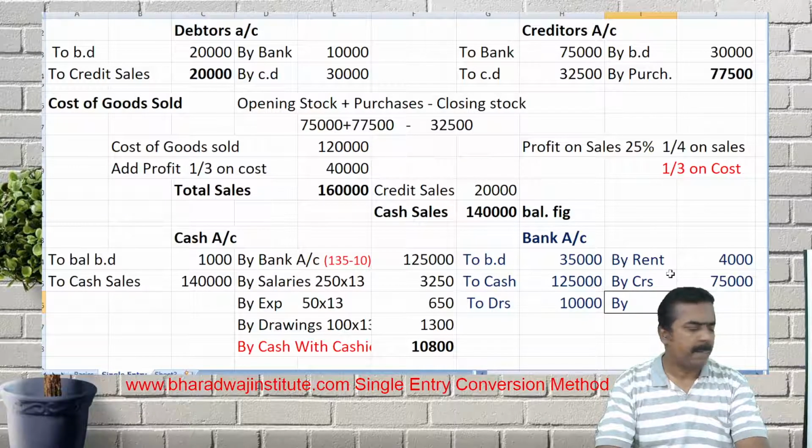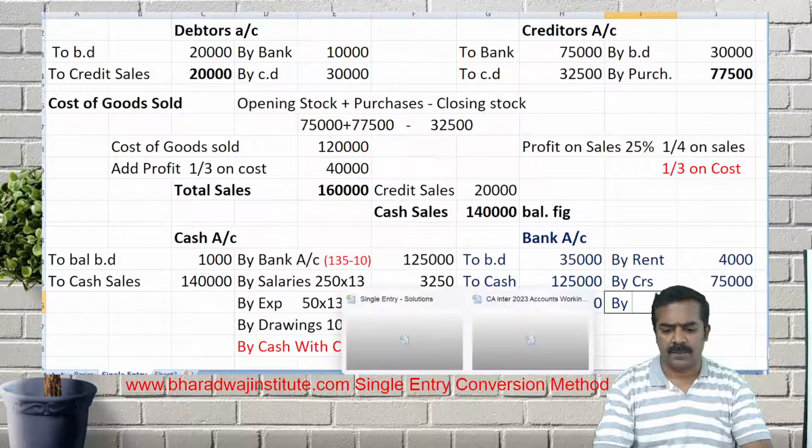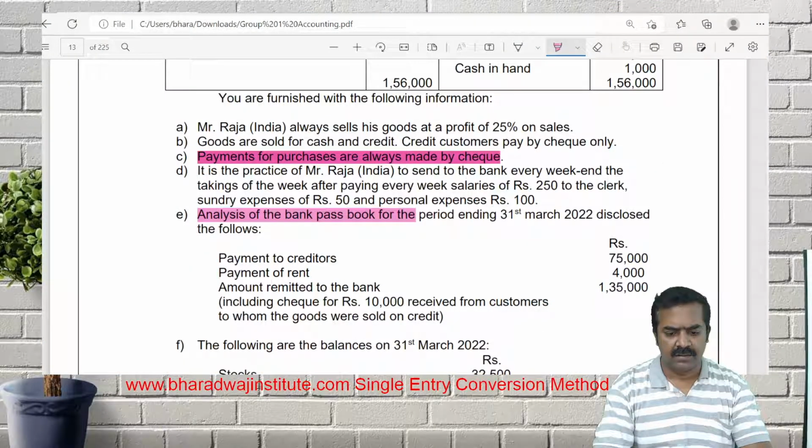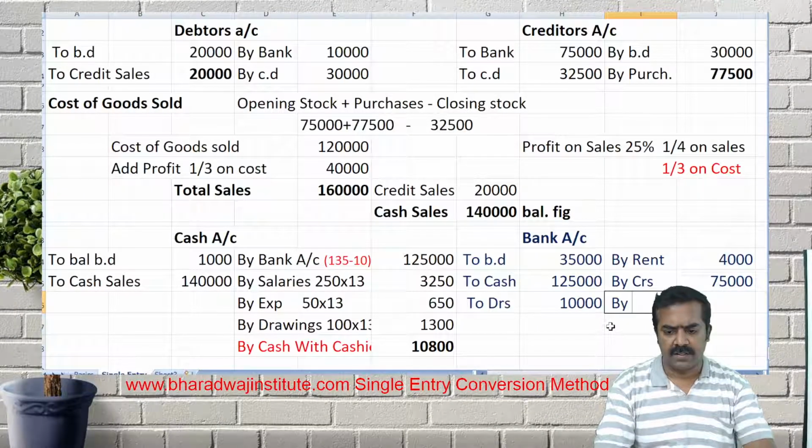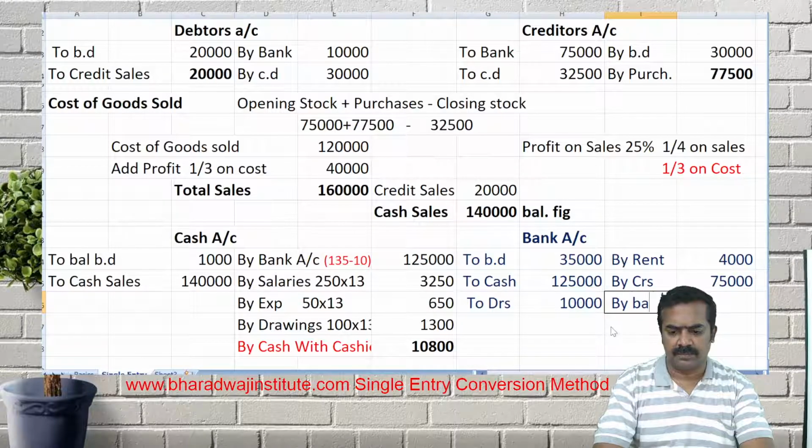Then what else? Look at the analysis of the passbook. Is there anything else? No, sir. Nothing else. By balance carried down.